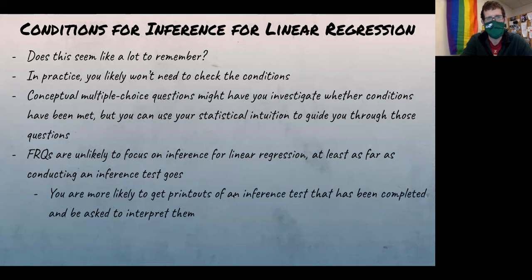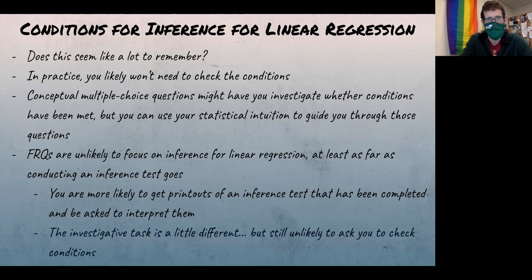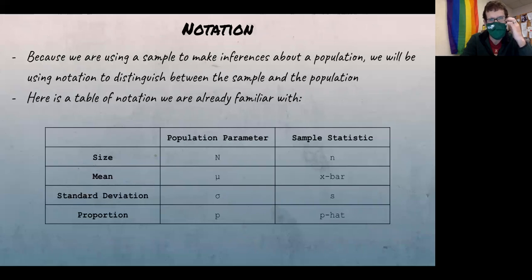As far as FRQs go, I can guarantee you, if they give you an FRQ with a question related to this unit, they're going to give you a computer printout. We've seen those before, but they're going to come back and we're going to investigate what those numbers mean. And the investigative task is FRQ number 6. I will go ahead and say there's about a 0% chance your investigative task will relate to linear regression inference. So I guess what I'm trying to say is don't stress about this stuff too much.